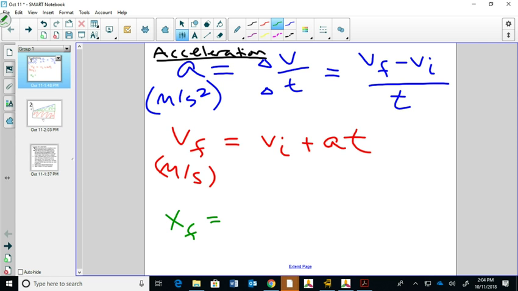The distance in the x direction, final, xf, is equal to xi. In other words, did you give them a head start? Did they start out already 10 meters away?